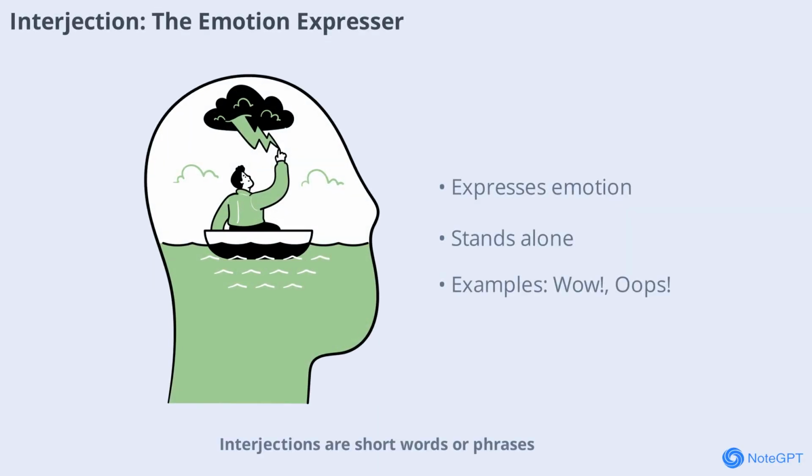Interjections are short words or phrases that express strong emotions or sudden feelings. They usually stand alone and are followed by an exclamation mark. Examples include wow, oh, ouch, hey, and oops. In the sentence, "Wow, your YouTube channel layout looks incredible," wow is an interjection showing excitement. Interjections add emotion and energy to your language.